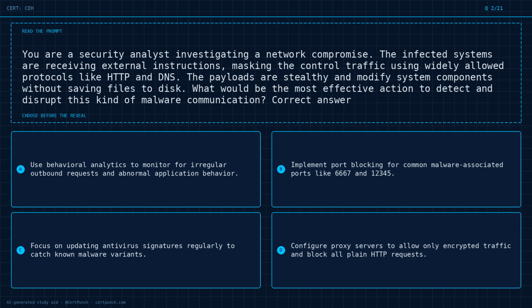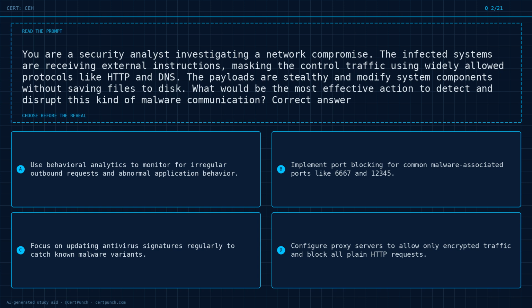Question 2 of 21. You are a security analyst investigating a network compromise. The infected systems are receiving external instructions, masking the control traffic using widely allowed protocols like HTTP and DNS. The payloads are stealthy and modify system components without saving files to disk. What would be the most effective action to detect and disrupt this kind of malware communication?